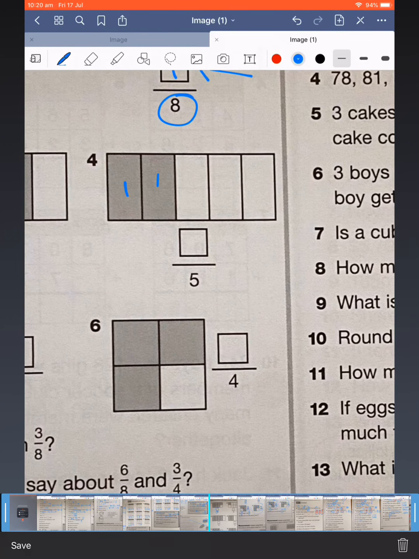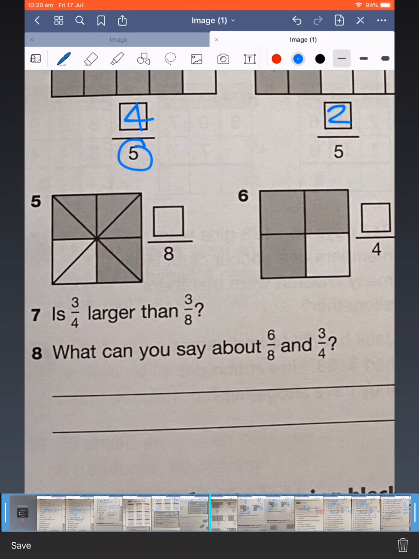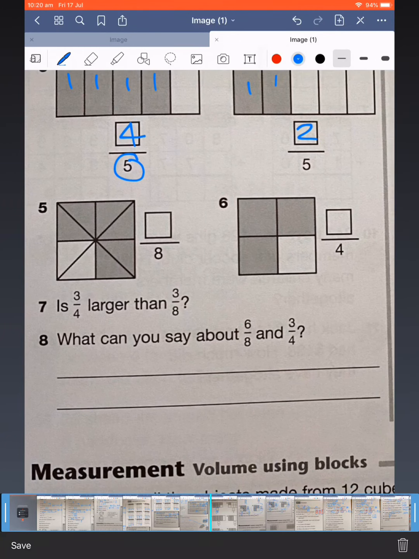All right, number 5. This looks a bit different, but as long as each part is even, it works. So this has 8, again, 8 even parts. And how many of them are shaded? 1, 2, 3, 4, 5, 6. So 6 is our answer. 6/8 is our answer. Very good. And over here, this one's divided up into 4 parts, and there are 3 of them shaded. So we're going to write 3/4.